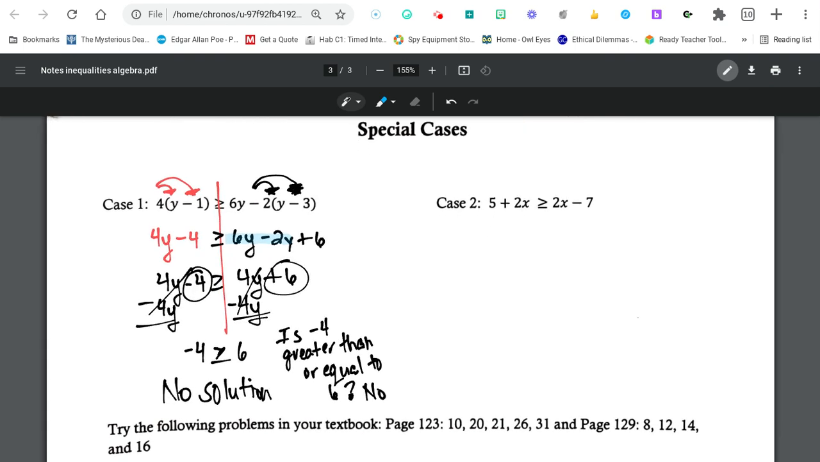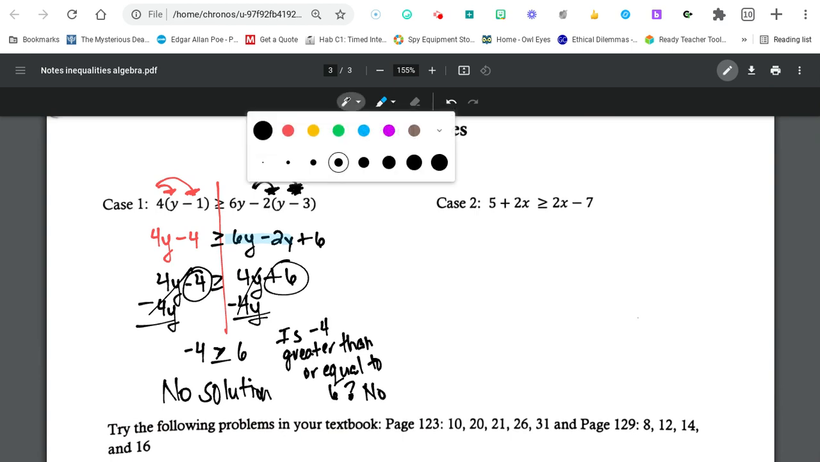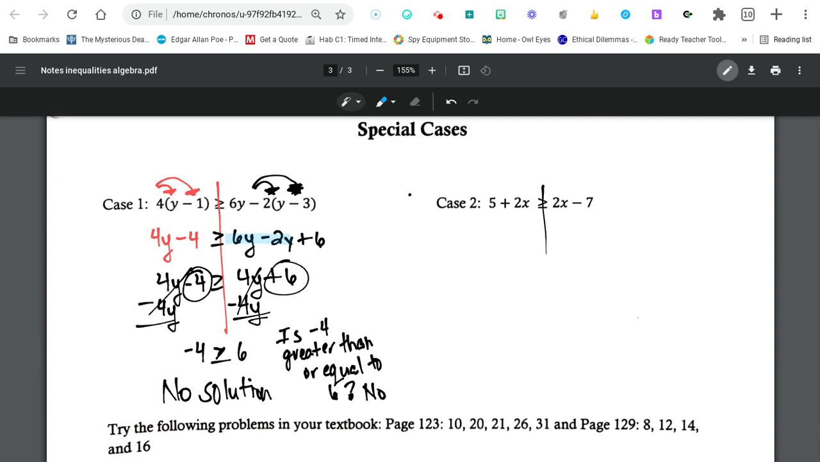So negative 4 is not greater than or equal to 6, so the answer is no solution. But you only get these special cases if the variables cancel on both sides, all right? Okay, let's take a look at this last one, case 2.